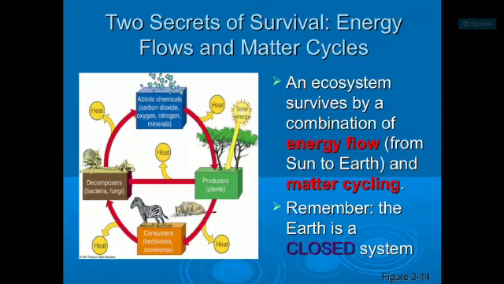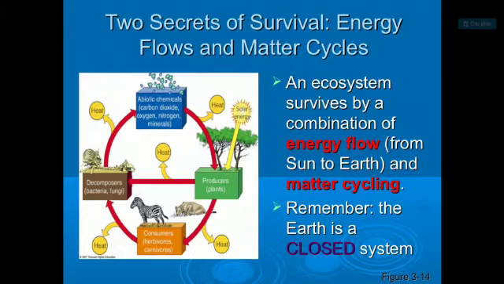So the two secrets of survival are the energy flow and the matter cycles. What is the energy flow? An ecosystem survives by a combination of energy flow from the sun to earth. And what is matter cycling? This is the cycling of the different types of nutrients. And remember that the earth is a closed system.